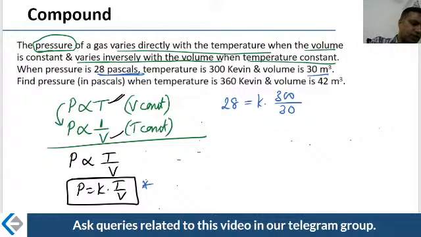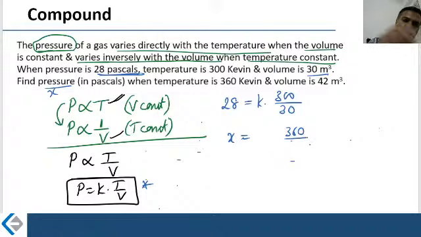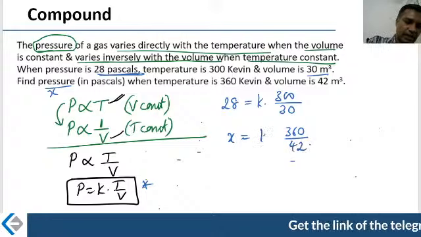What is the second piece of information? Find pressure. Don't know. Now that is X. That's what you are trying to find out. Pressure in the second case is X. You are calling this X and you want to find this when the temperature is 360, in the numerator. Volume 42 in the denominator. K times. Now what to do?